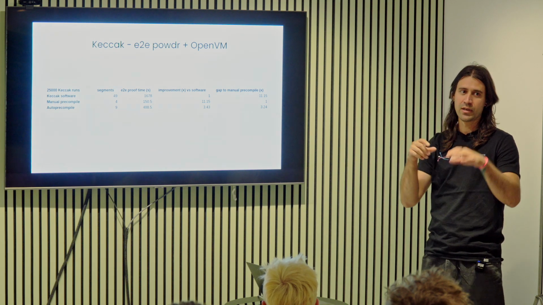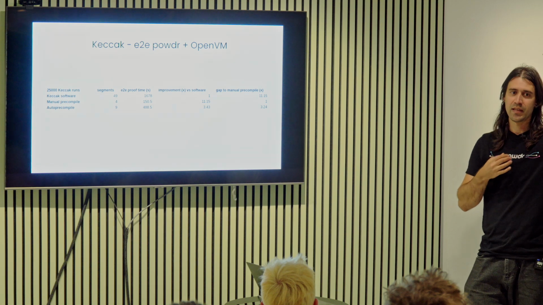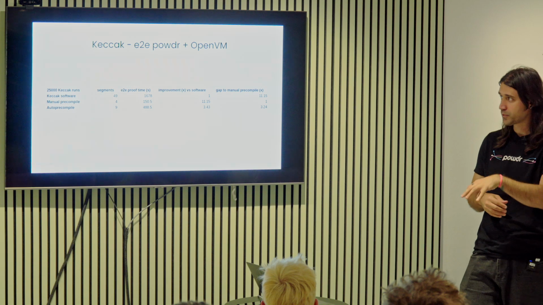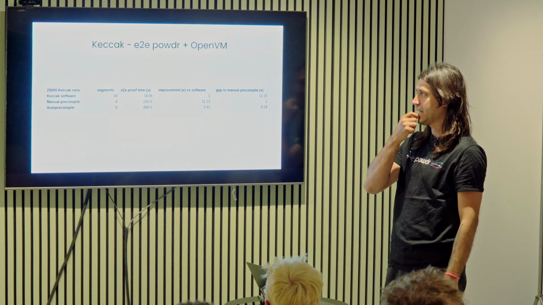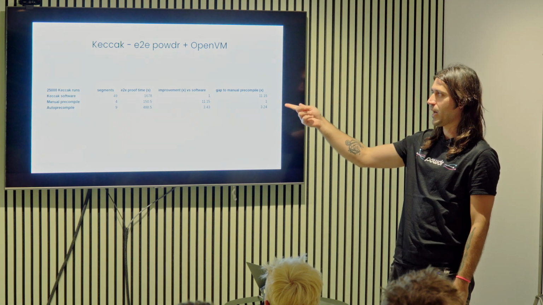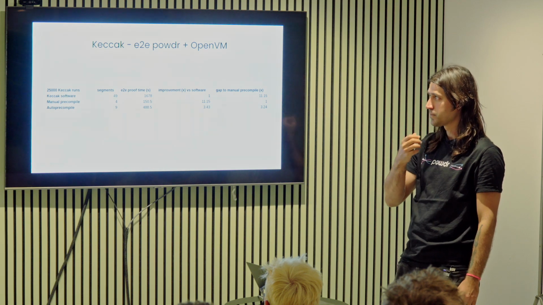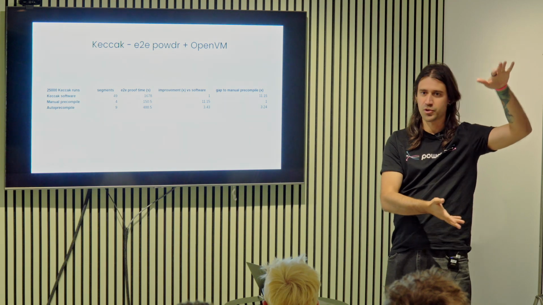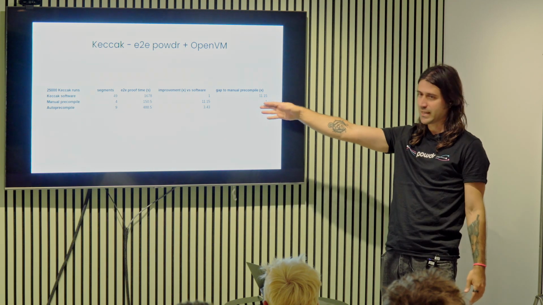So basically using OpenVM's front-end ISA, then going to Powdr for optimizations, then going back to OpenVM for proofs. And what we see here is that in this experiment, we had 25,000 Keccak runs. The software version, there's no acceleration, it's just that massive block of code I showed earlier, leads to 49 segments.